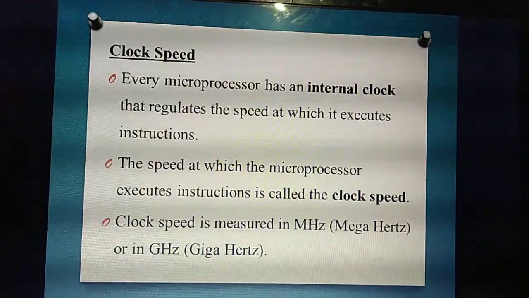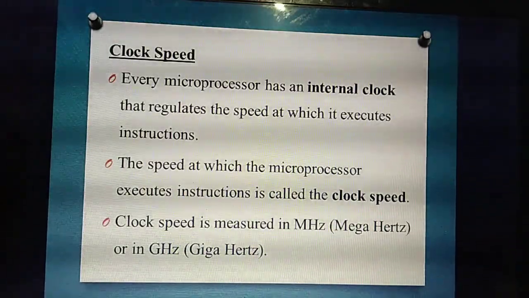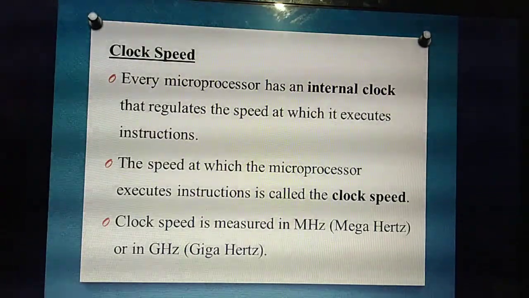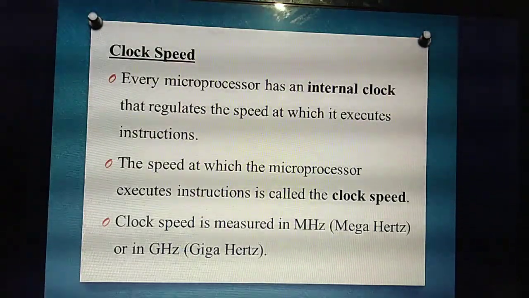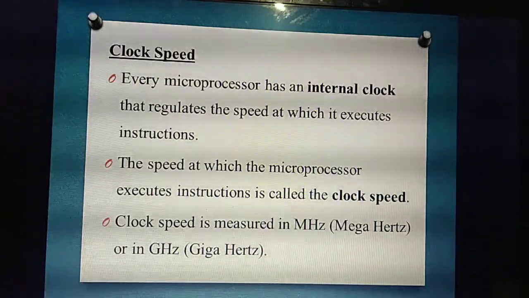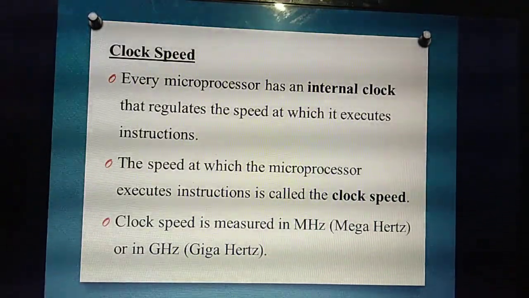Then this clock speed is measured in 2 units. What are the units? Megahertz and gigahertz. Okay. So clock speed is measured in how many units? 2 units, either in megahertz or in gigahertz. Understand? This is the first characteristic of the microprocessor.